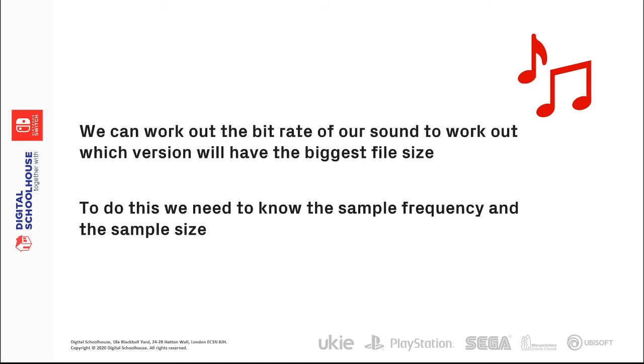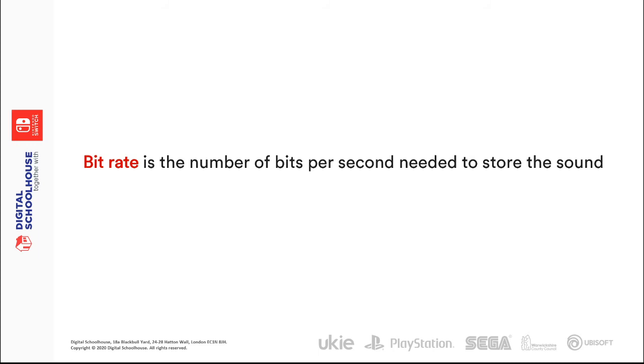In fact, we're working with anything on a computer, and we can use the bit rate of the sound to work out which version will have the biggest file size. To do this, we need to know the sample frequency, so how often it's sampled, and the sample size, so how many samples per second. Bit rate is the number of bits per second needed to store the sound, and the sample size is the number of bits needed to store one measurement of the sound wave.